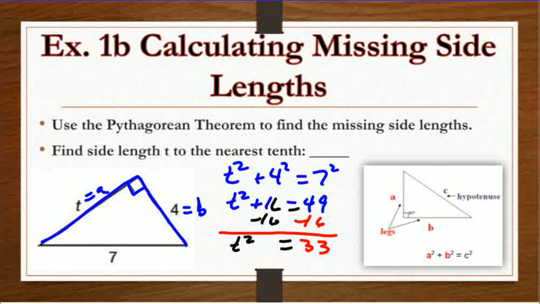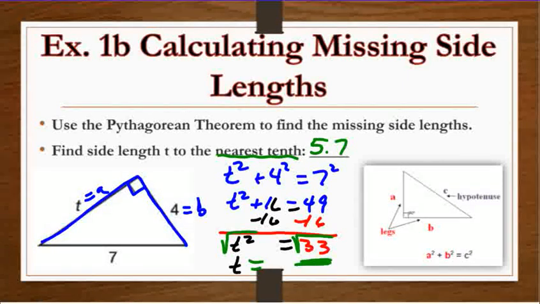To undo a square, I find the square root. So the square root of T squared is T. I need to find the square root of 33, and it says I need to round to the nearest tenth. So the square root of 33 is 5.7445. So one decimal place, that would put it at 5.7. Make sure you read carefully how they want you to write your answer. This one they asked you for the nearest tenth. If they would have said just keep it as a radical, then we would have just used the square root of 33.